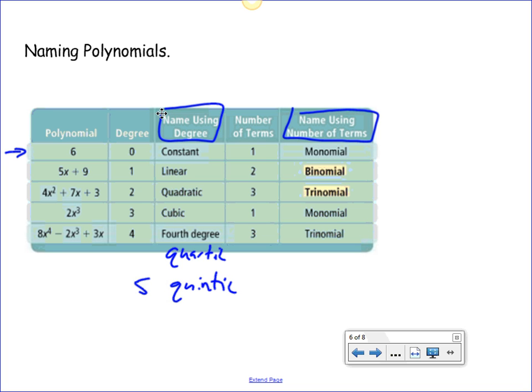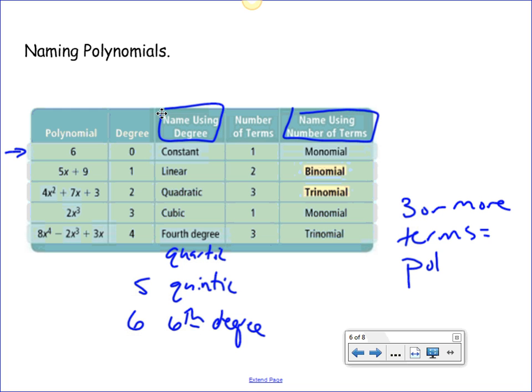And then anything after that, we just say it's like the 6th degree, 7th degree, 8th degree, so on. Okay. So then, by number of terms, we have monomial, binomial, trinomial, and then anything after a trinomial, if we have more than 3 terms, we just simply go back and refer to it as a polynomial. Okay, so 3 or more terms is a polynomial. We don't get specific on those. Okay, so hopefully that makes sense.